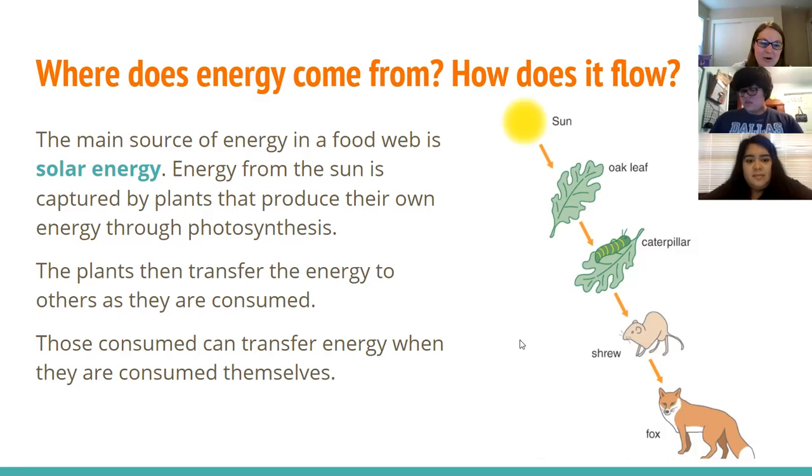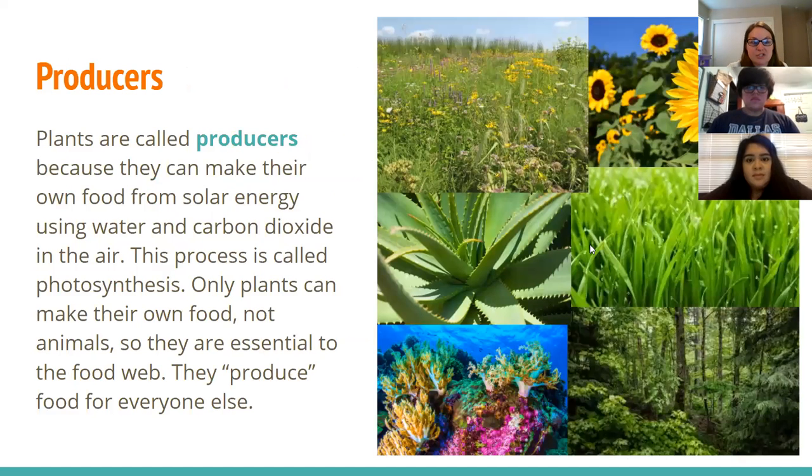Okay, so like I said, the plants transfer the energy, and as the plants transfer the energy, they transfer it to other organisms as they are consumed. So the plants get consumed by one animal, and then that animal is consumed by another animal, and that animal consumes that energy. So everything is all linked together. So producers, I know you guys wanted to know what producers are. So say producers.